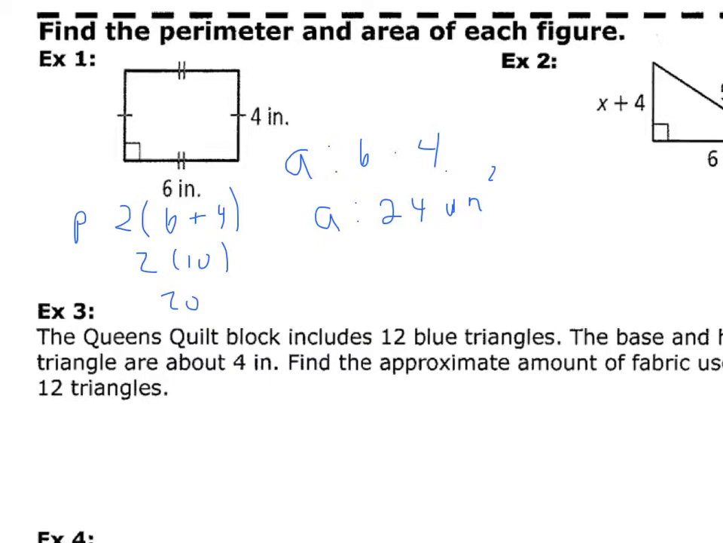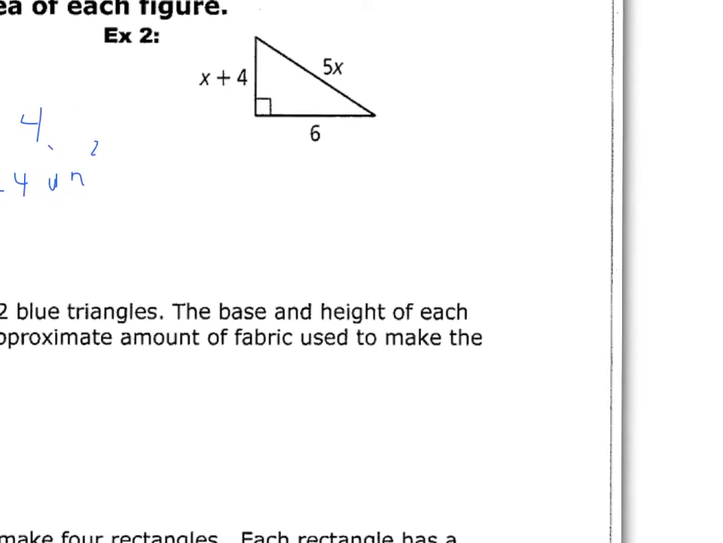Okay, let's move on to this triangle over here. Let's start with the perimeter. So you're just going to add up all the sides. That gives you x plus 4 plus 5x plus 6. Then if you combine all like terms, x plus 5x gives you 6x, and then 4 plus 6 gives you 10. Okay, so your perimeter would be 6x plus 10 units.